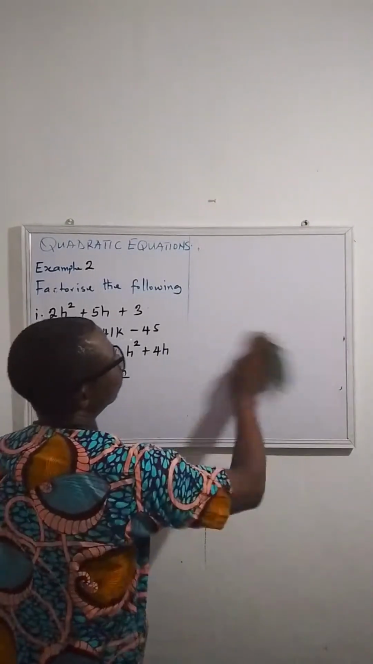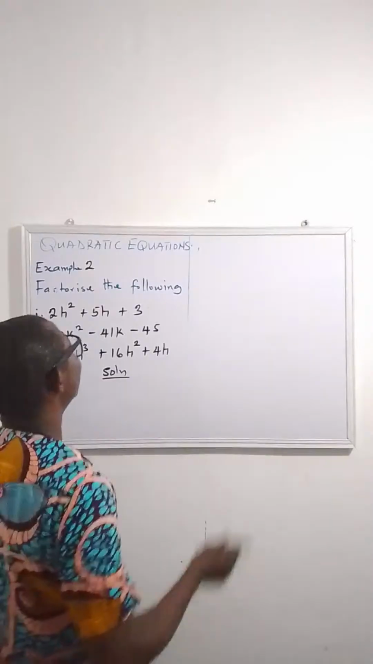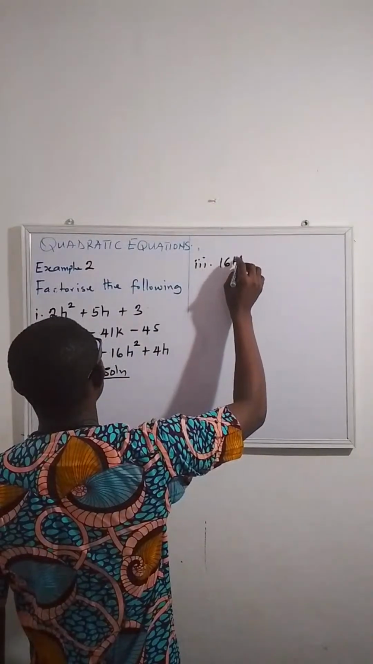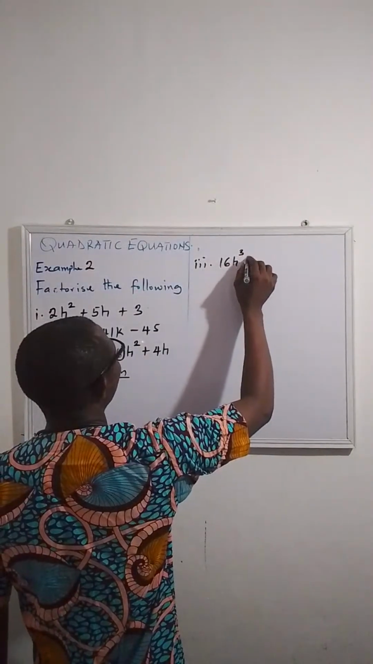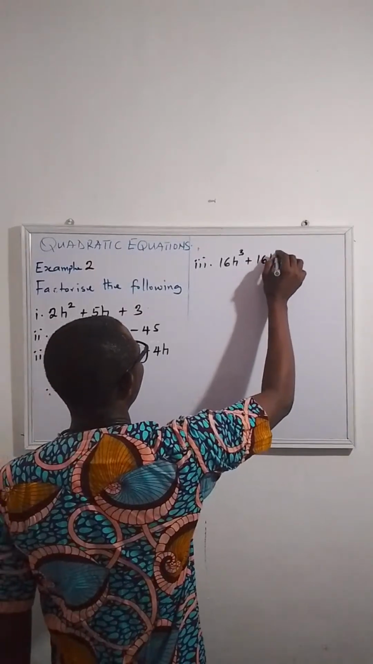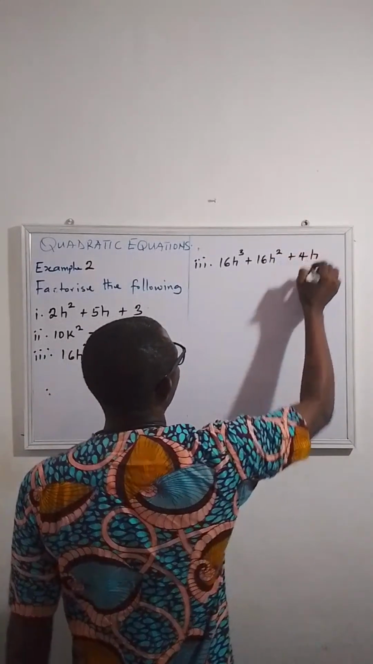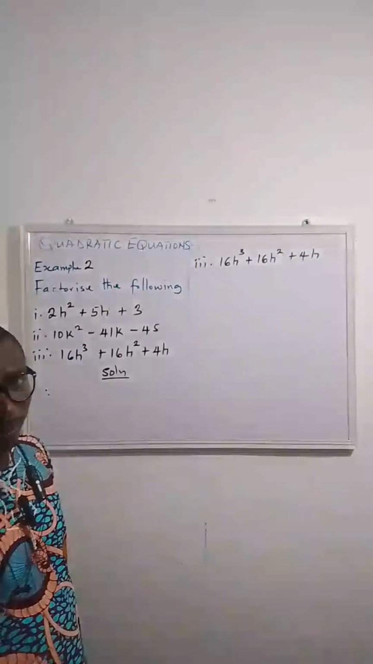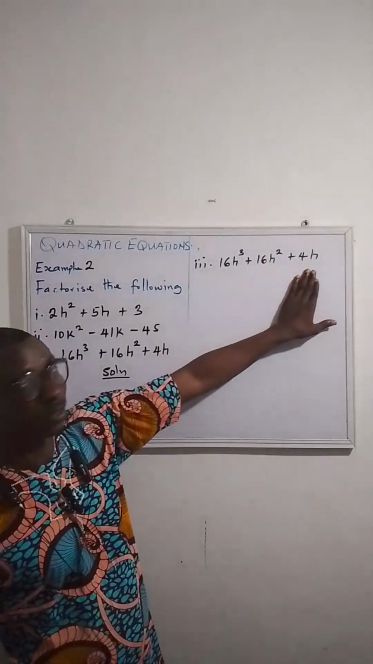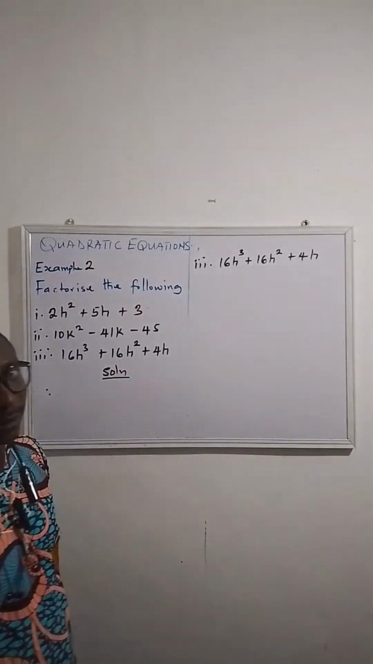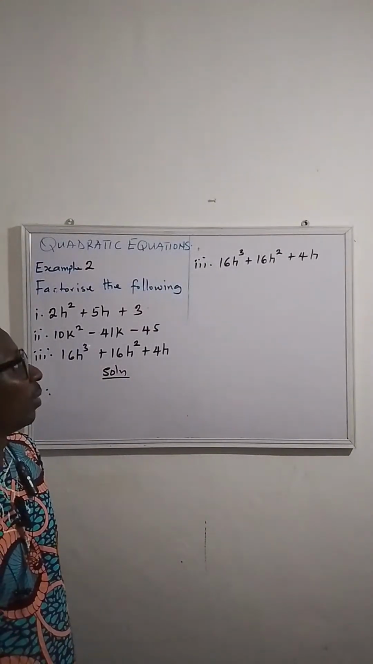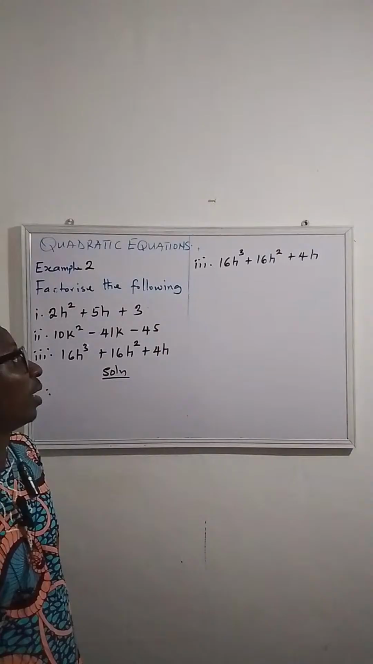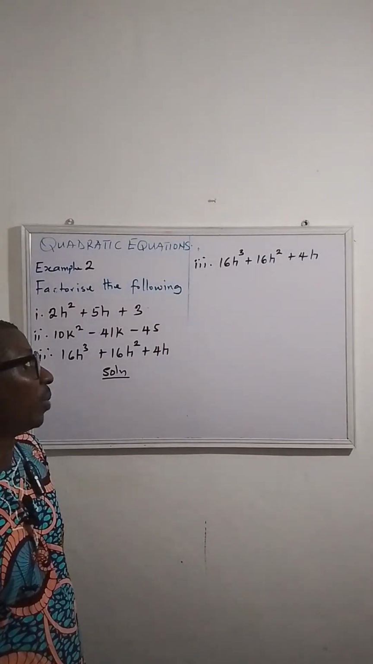Okay, the last question. I hope you guys will not be afraid. We have 16h to the power of 3 plus 16h to the power of 2 plus 4h. Look at this question. I know many of you will be scared, wondering how to do this. But it's not something hard. If you have an idea in your mind, I'm going to do it now so you can confirm whether what you have in mind is the same as the method I'm going to use to solve this.